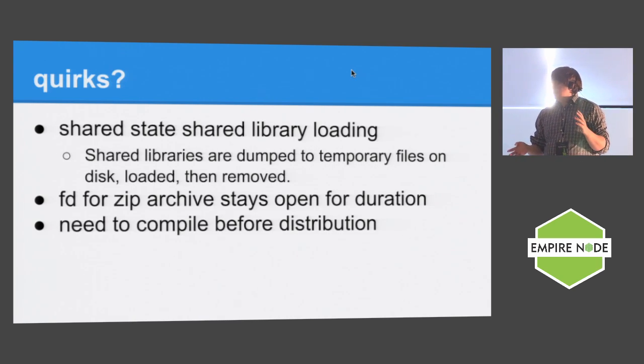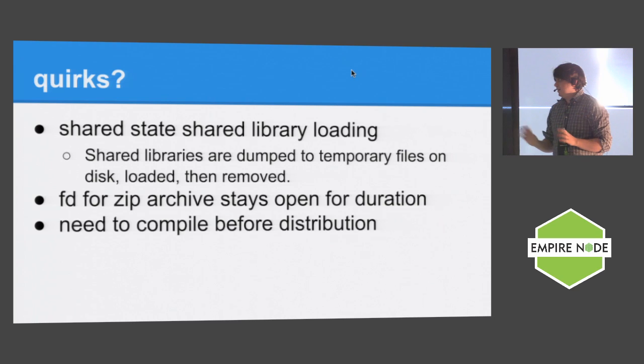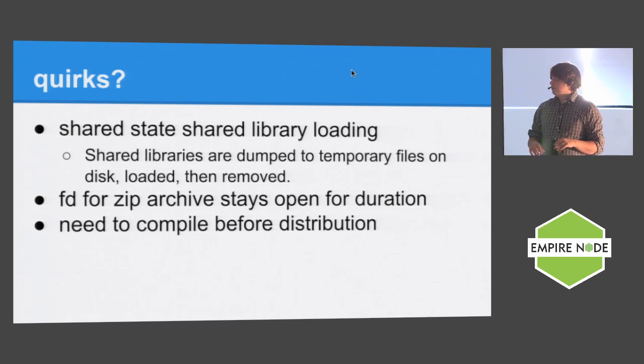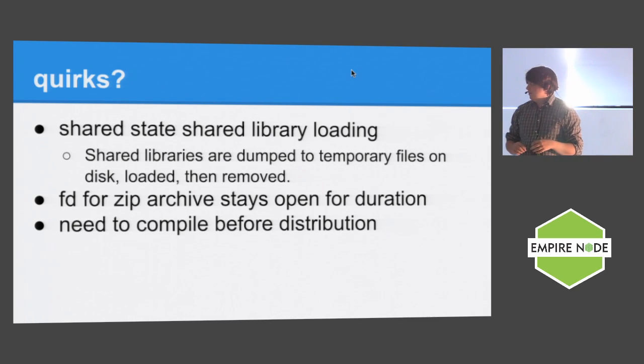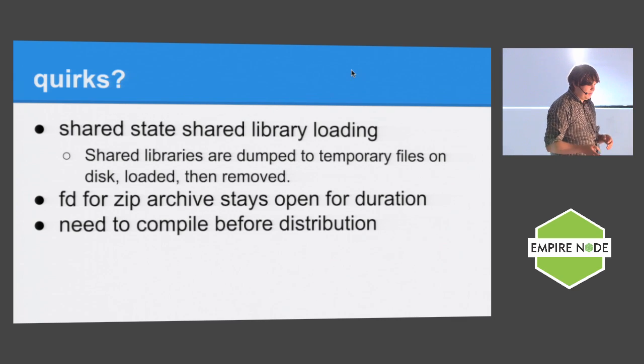It has some quirks with what we made in core. There's going to be, only on Windows, a very strange bug where they have the ability to share state between DLLs. Don't do that either way, but it is a bug that we want to keep track of. And the file descriptor needs to stay open for the duration of your entire application. I can go into more detail on that later if people actually have questions. And you need to compile before your distribution.